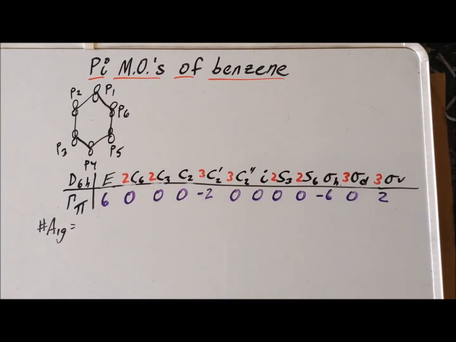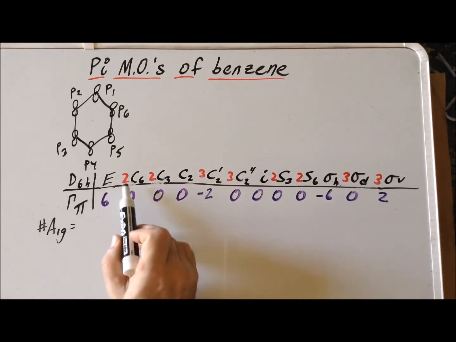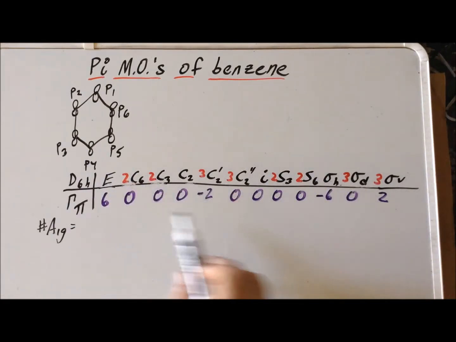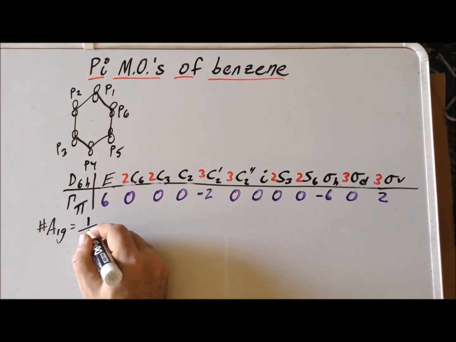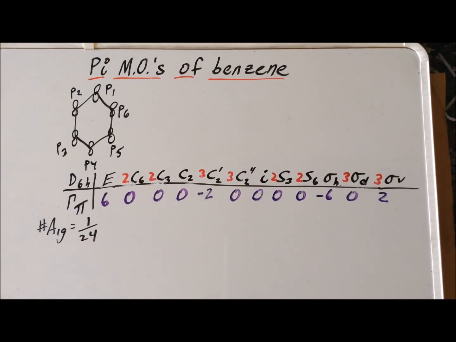So our first step is to determine how many operations there are in the point group. So we know that there are 12 classes, but we need to add up all the coefficients here to see how many total operations there are. And it turns out that there are 24 symmetry operations in D₆H. So our first step in the reduction formula is our 1 over the order of the group, which is 1 over 24.